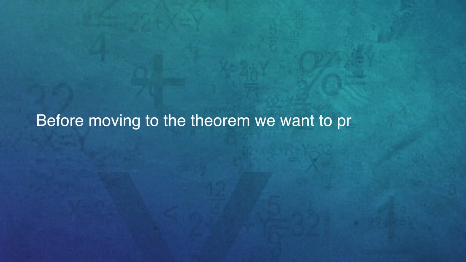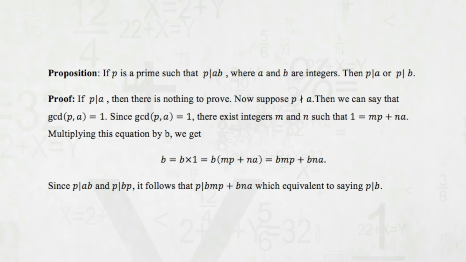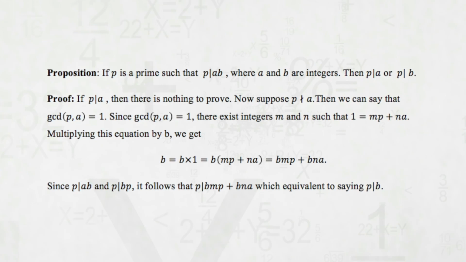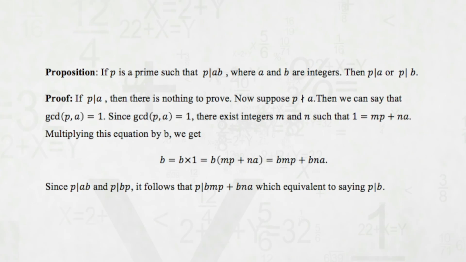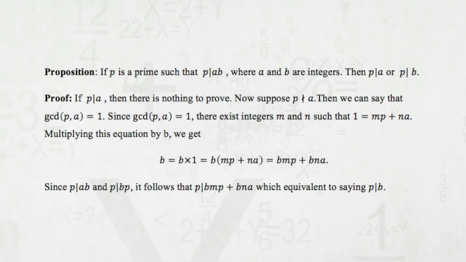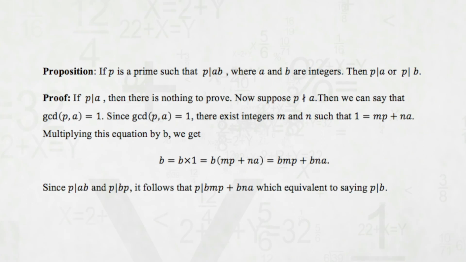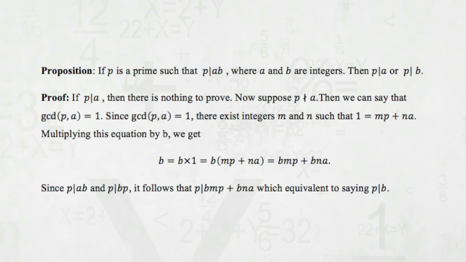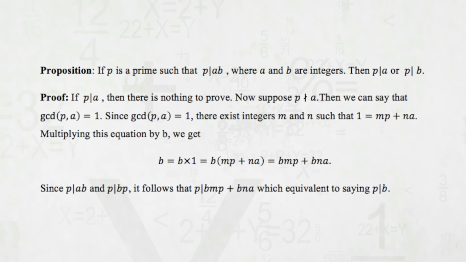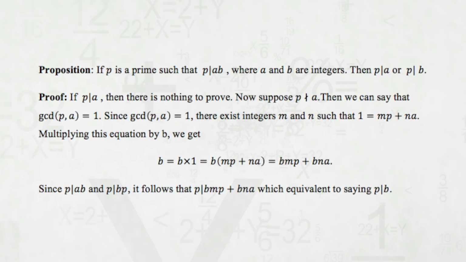Before moving to the theorem, we want to prove certain results which help us in our further proof. First, we shall prove this proposition. If P is a prime such that P divides AB, where A and B are integers, then P divides A or P divides B. We shall prove this now. If P divides A, then there is nothing to prove, right? So, suppose P does not divide A; then we have to prove that P divides B. If P does not divide A, then the GCD of P comma A is equal to 1.